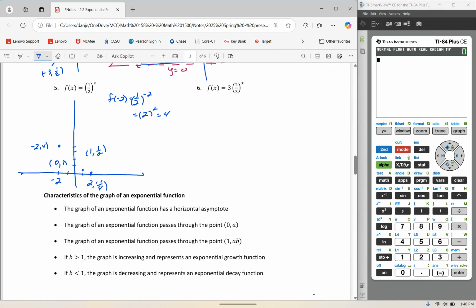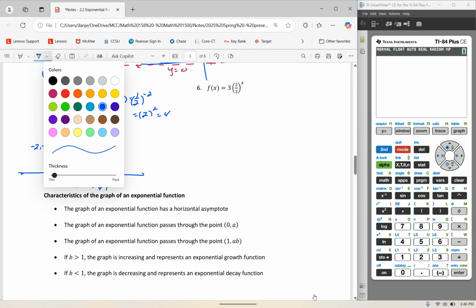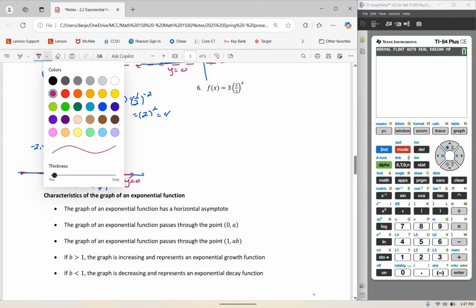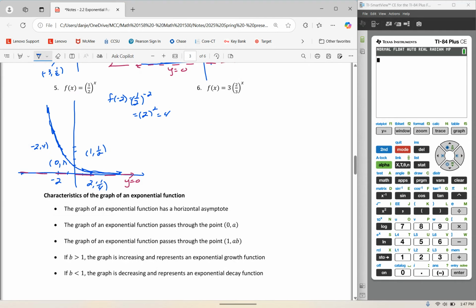-2, 4. So you'll notice that this graph is getting lower. If I went backward, it would go up high, but as I come forward, it's getting closer and closer and closer to the x-axis. The x-axis is still a horizontal asymptote, y equals 0, and the graph is getting closer and closer to it. It's getting smaller. As x gets larger, y is getting smaller because this b value is between 0 and 1.